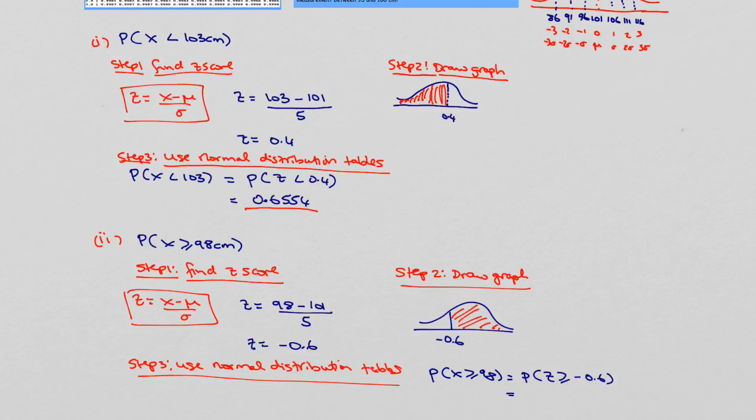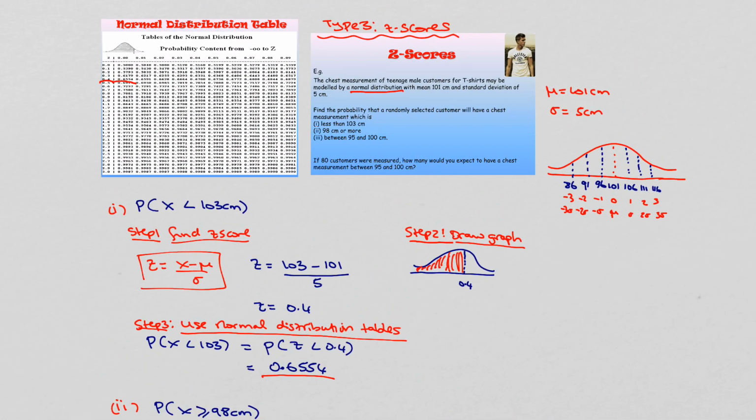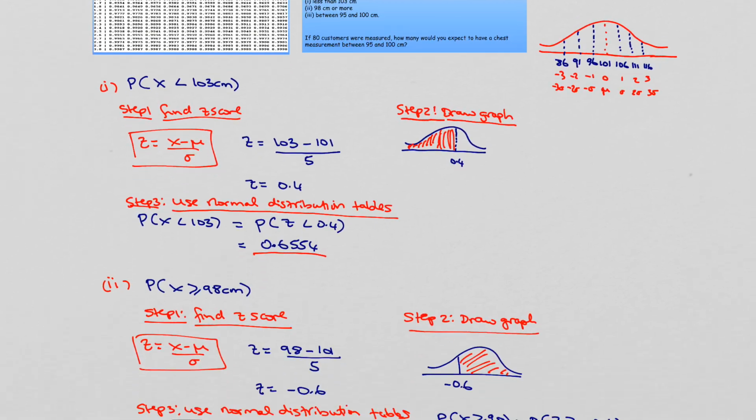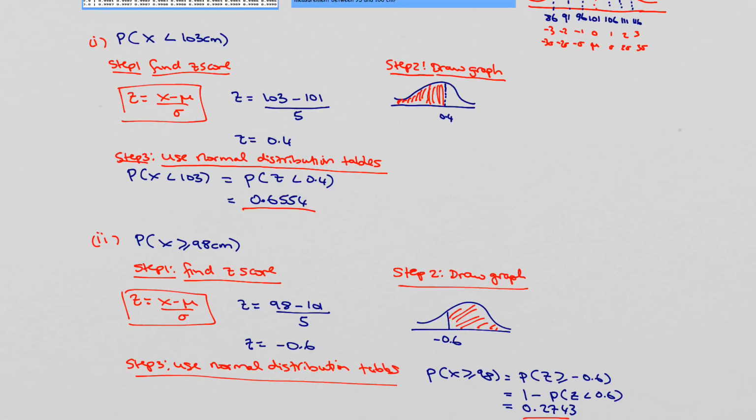So that's going to be the same as saying 1 minus the probability that z is less than 0.6. If we go to our tables, we end up with 1 minus 0.7257, which gives me 0.2743. So we have 1 minus 0.7257 from our table. 0.6 from our tables is 0.7257, so if I subtract that away from 1, we end up with 0.2743.